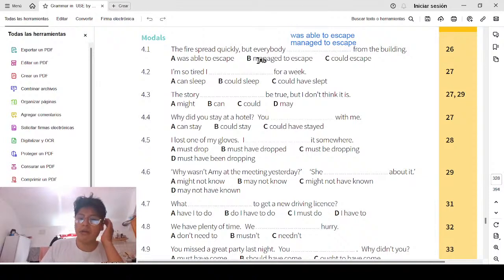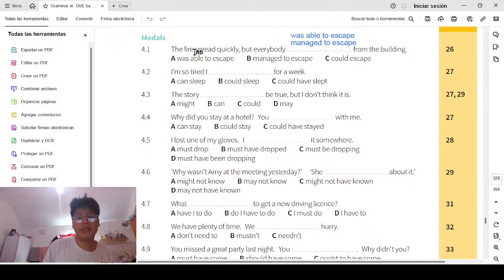Why? Basically, was able means you can do it. For example, the fire spread quickly, but everybody was able to escape, like everybody could escape in that moment from the building, right? The fire spread quickly, but everybody managed to escape is the same. Basically, was able and managed are the same thing, right? Okay.